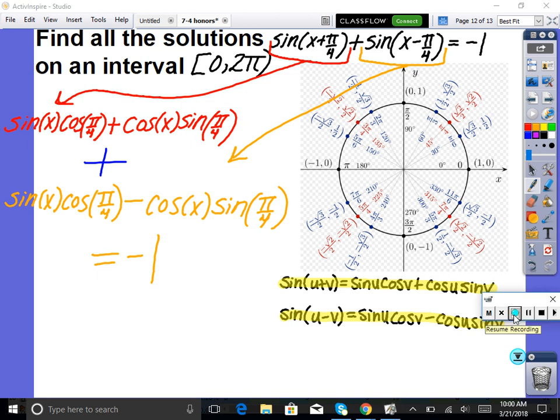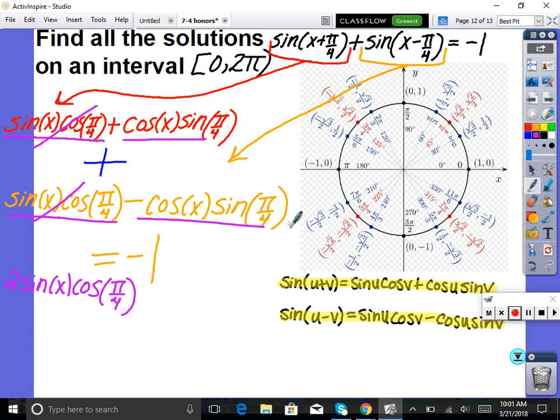So now that we have a lot of stuff here, because this is an addition sign, if it was a subtraction, we would need to distribute the negative, right? But it's addition. So look, we have sine of x cosine of pi fourths plus sine of x cosine of pi fourths. We have two of those. So we have two sines of x times cosines of pi fourths. Does everybody see? And then we have this plus negative that. So that just goes away. So we have this equals negative 1.